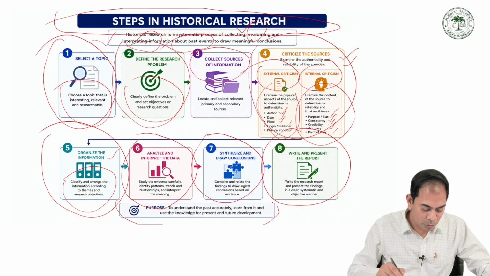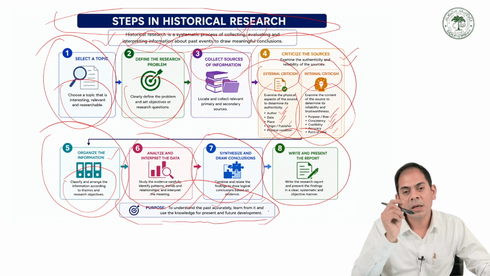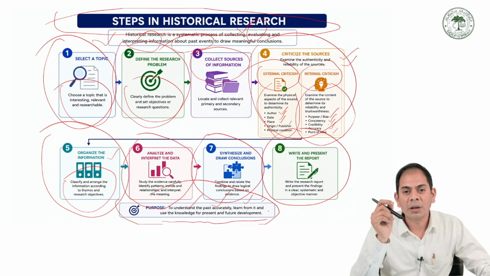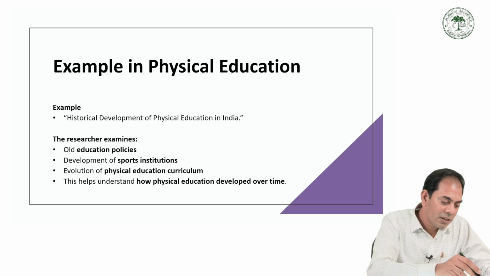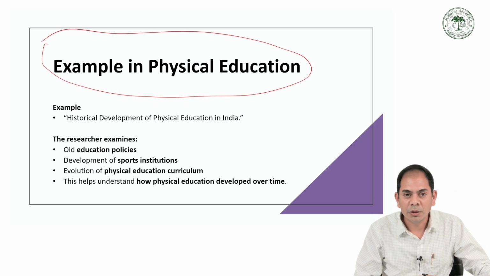The main purpose of historical research is to understand the past accurately, learn from it, and use the knowledge for present and future development. So this is the basic concept of historical research. We are giving some examples related to the field of physical education: historical development, such as physical education in India.